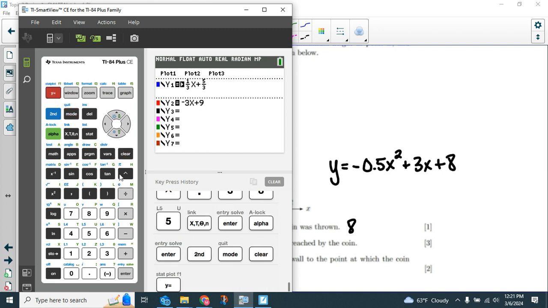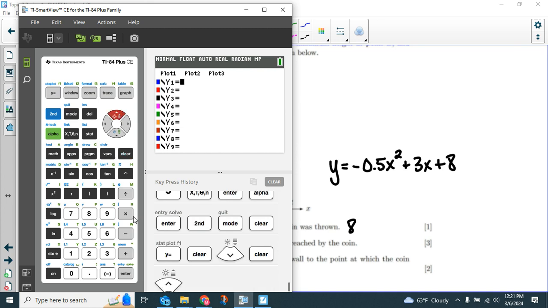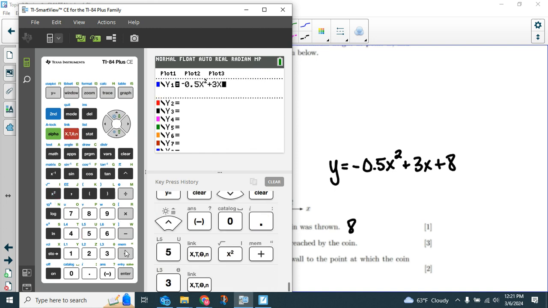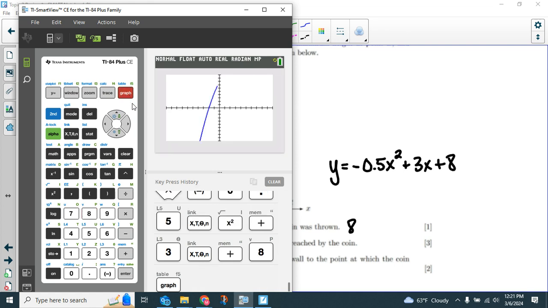So if we go back here to our y equals, clear out anything we have in there, I'm going to put my function in here. So negative 0.5x squared plus 3x plus 8. All right, I'm going to graph this. I'm sure I'll have to play around with my window a little bit.